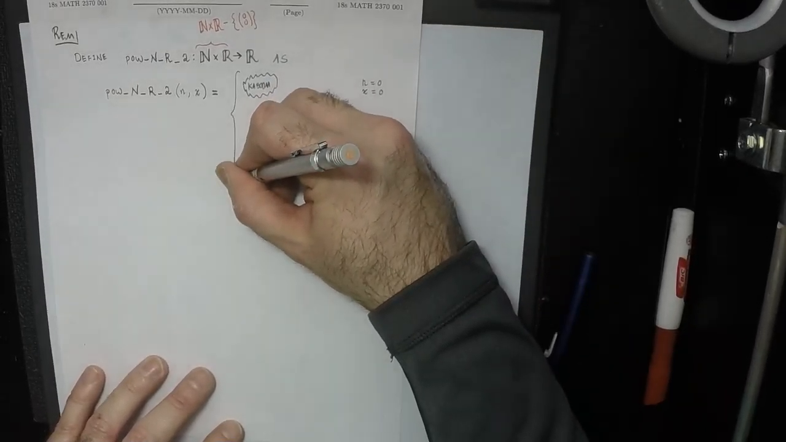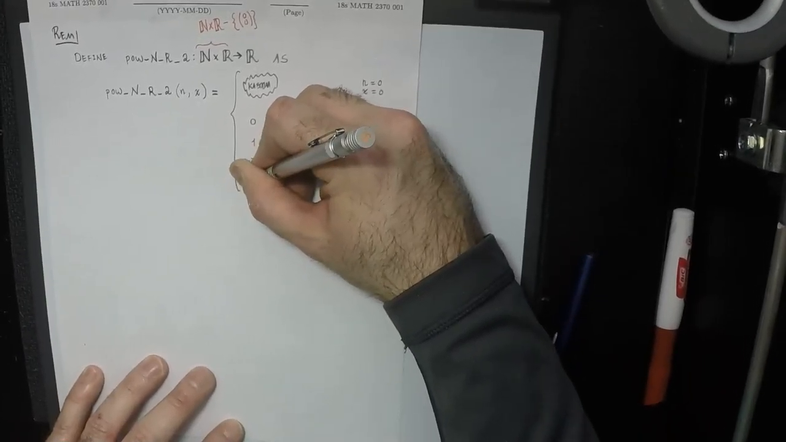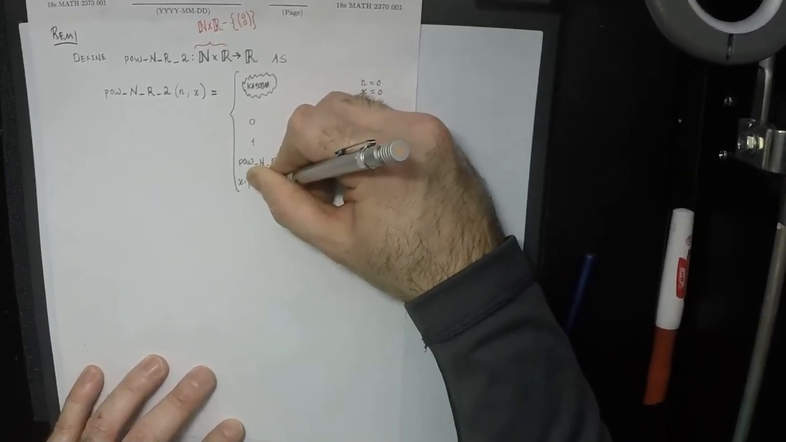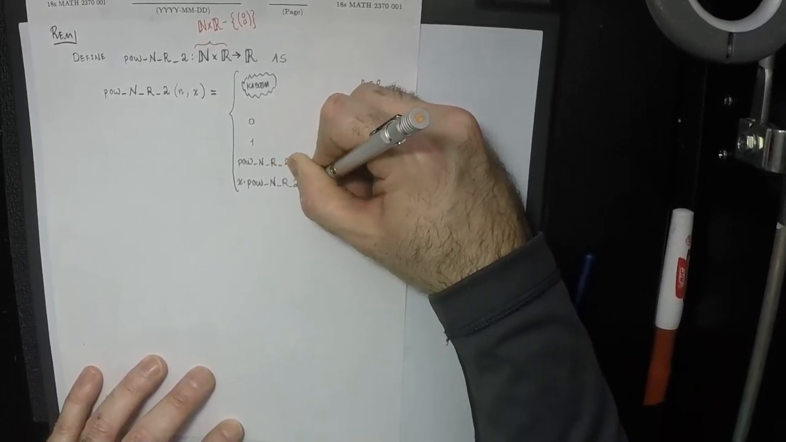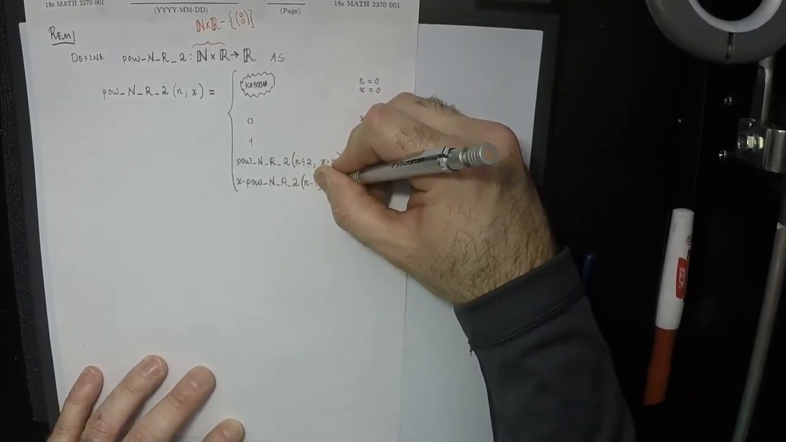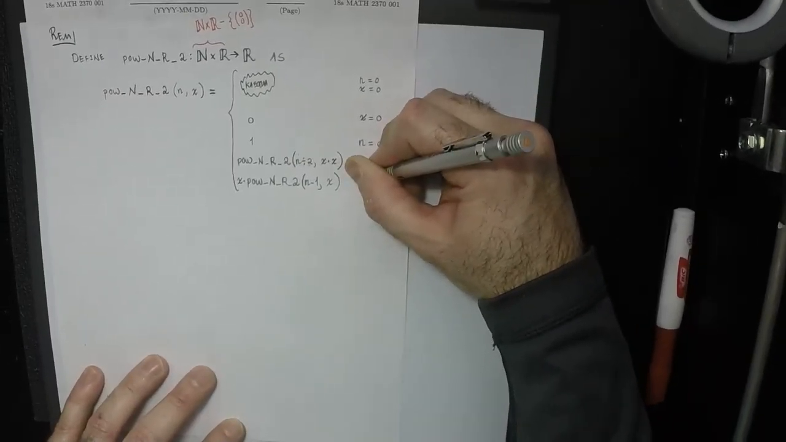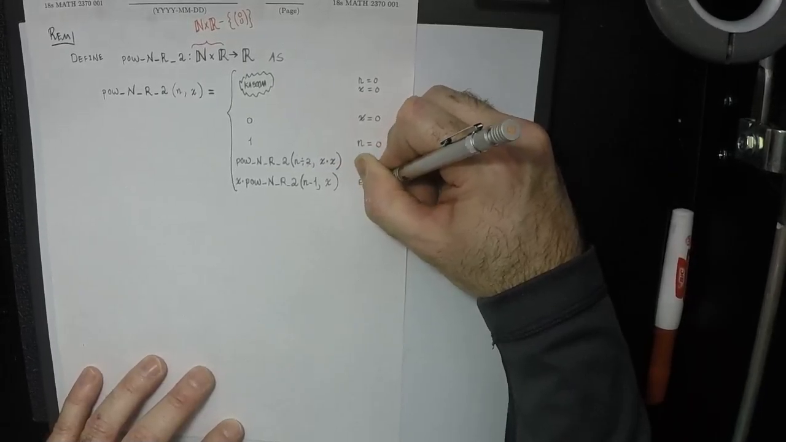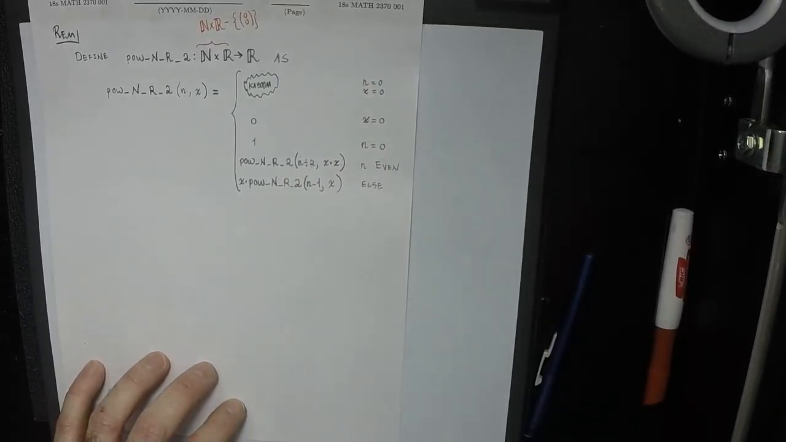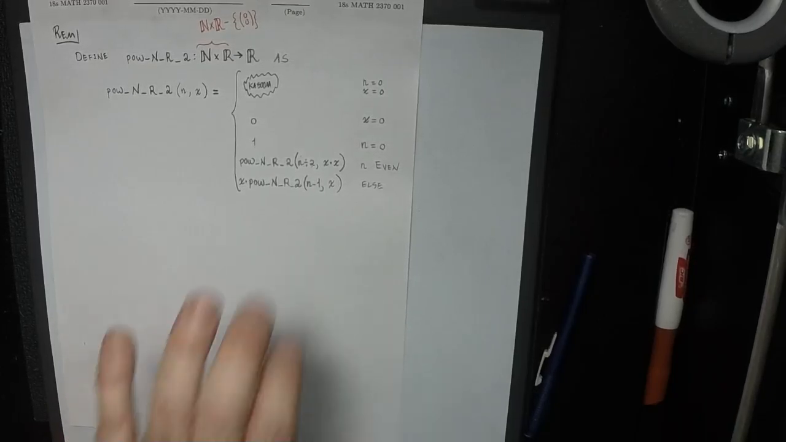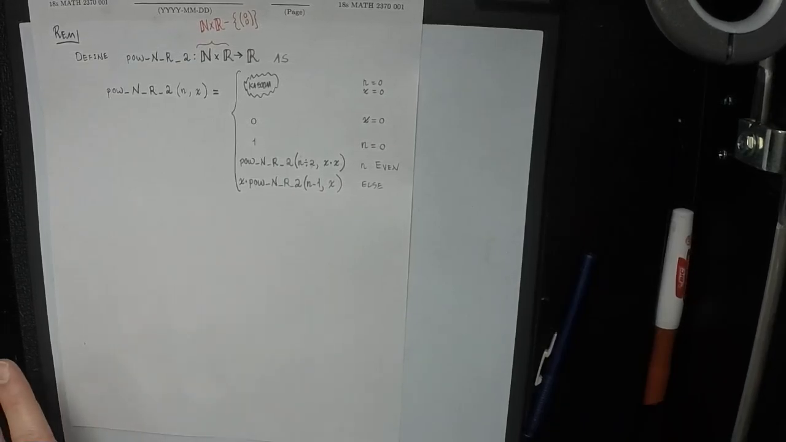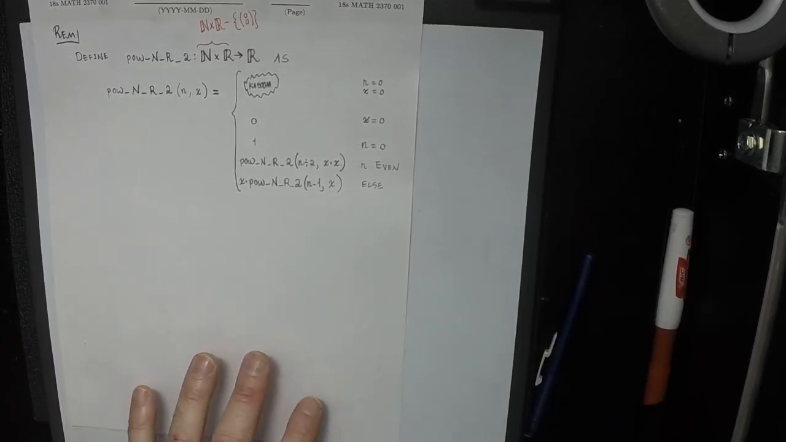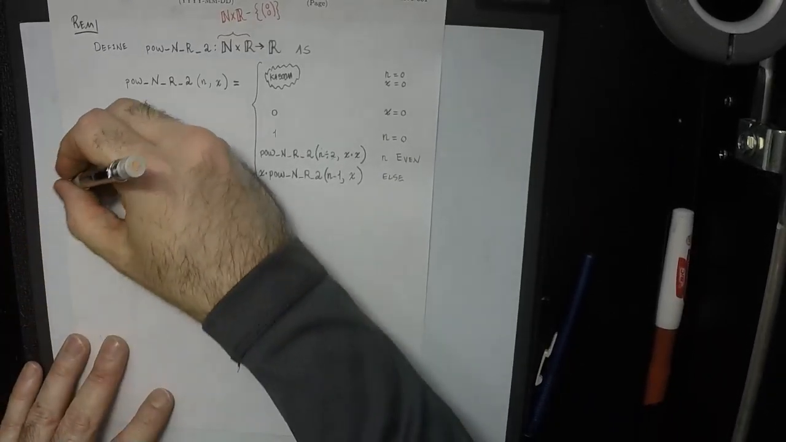The last case is the odd case, which is the same as before. So pow underscore n underscore r underscore 2. We take away 1 from the exponent, and we leave the base otherwise. Okay, so last one. Any questions about this definition? I won't bother doing it because conceptually it's exactly the same thing as the previous page, except the operation, instead of using pluses, you use dots. Okay, last thing.